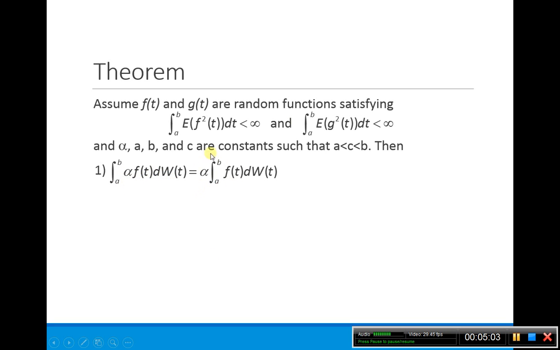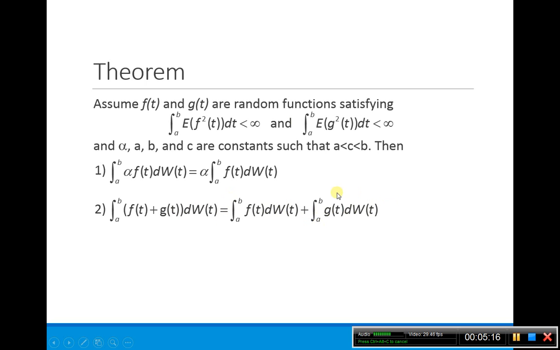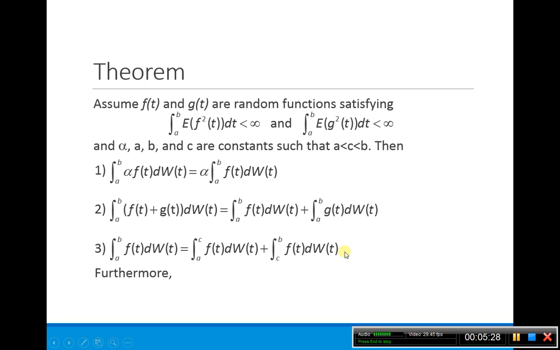You have the same idea that you can pull your constants outside of the integral. So this is the same as what we had for the Riemann integral. Similarly, if we have two functions that are adding together, for this Itô integral we can add the two integrals. And similarly, if we have a constant c in between a and b, then we can split the integral up into two different integrals, from a to c and then from c to b. So those are the same as what we had for the Riemann integral.